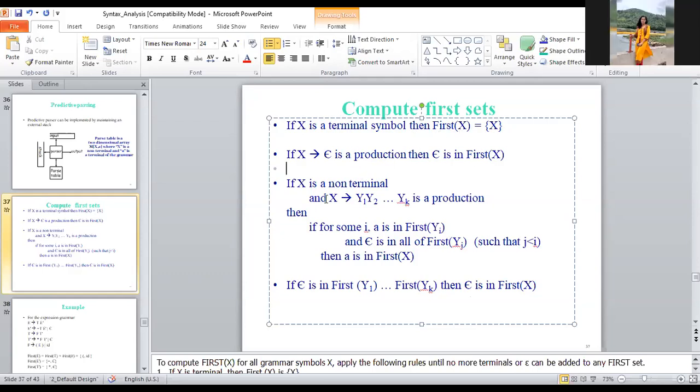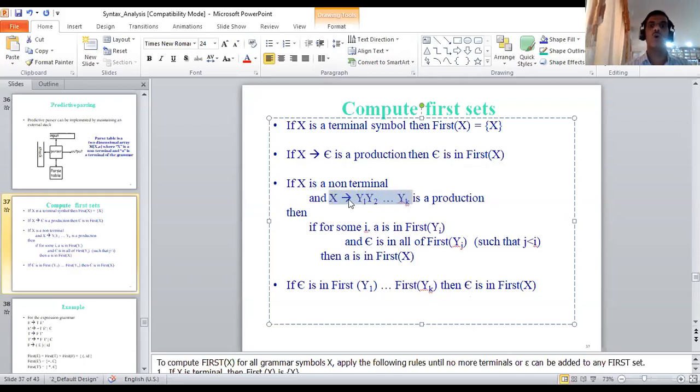If X is a non-terminal symbol, then how am I going to identify what is first of X? For example, if the production is of the type X tends to Y1, Y2 up to Yk, then first of X is, if Y1 is a terminal symbol, nothing but Y1. If Y1 is a terminal symbol. Am I clear? Yes, sir. Understood or not understood?